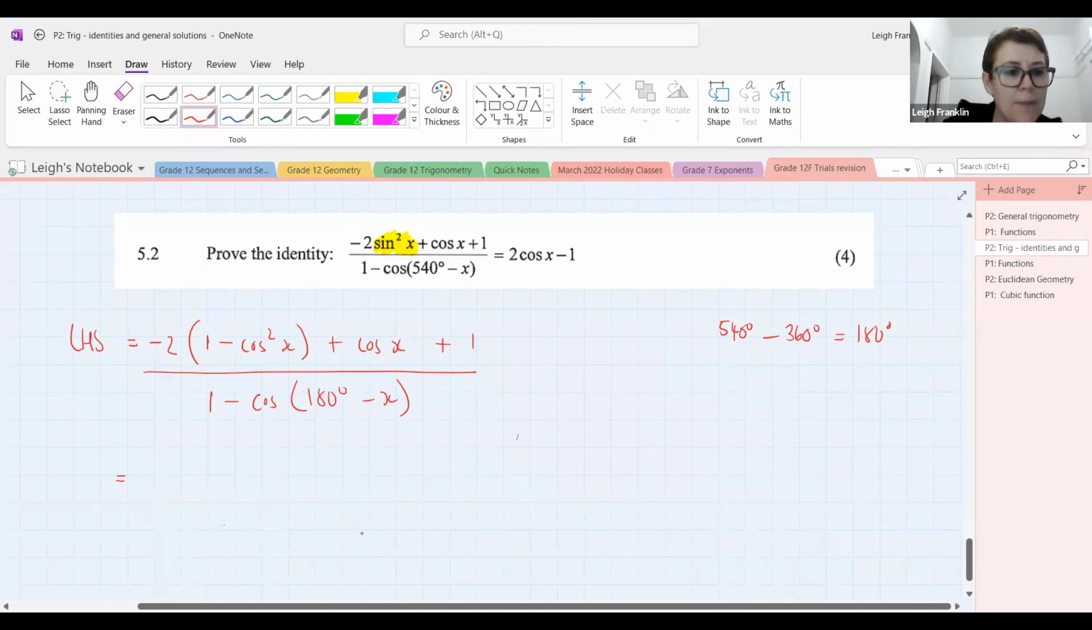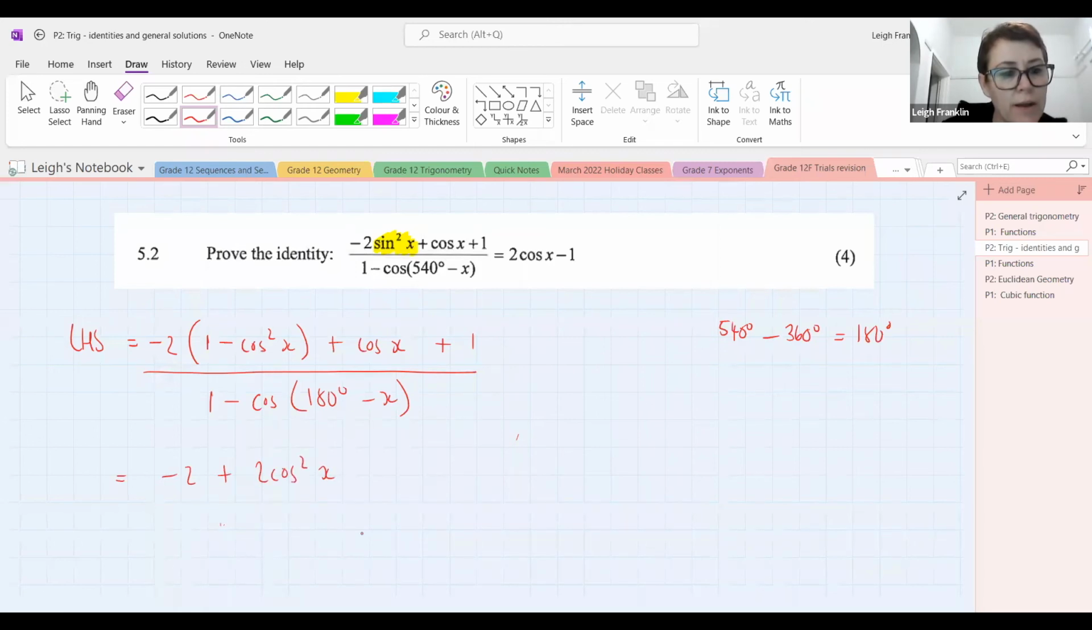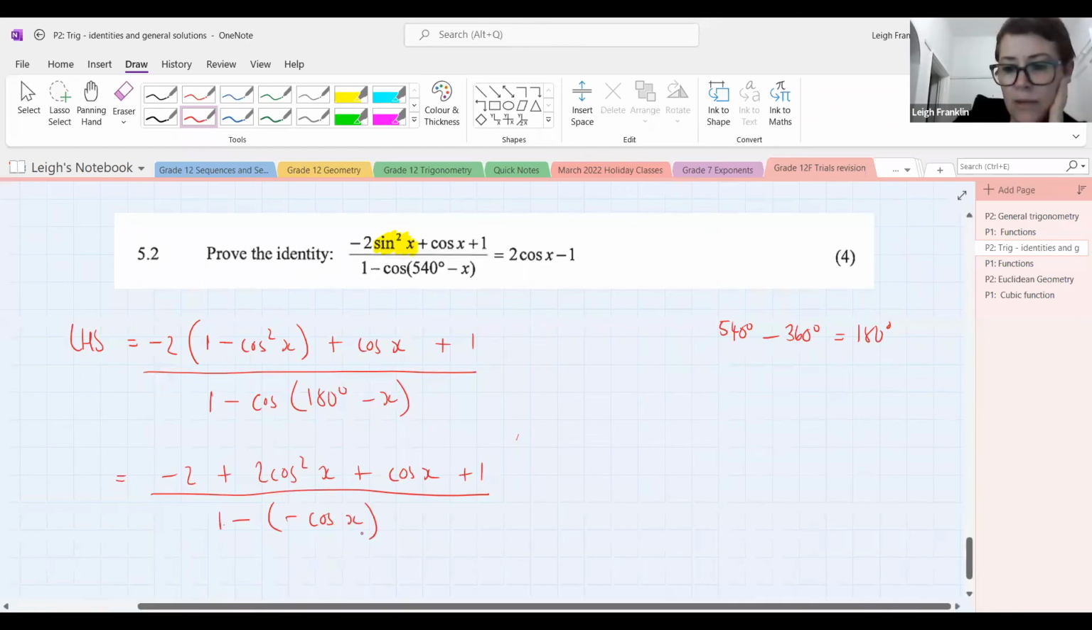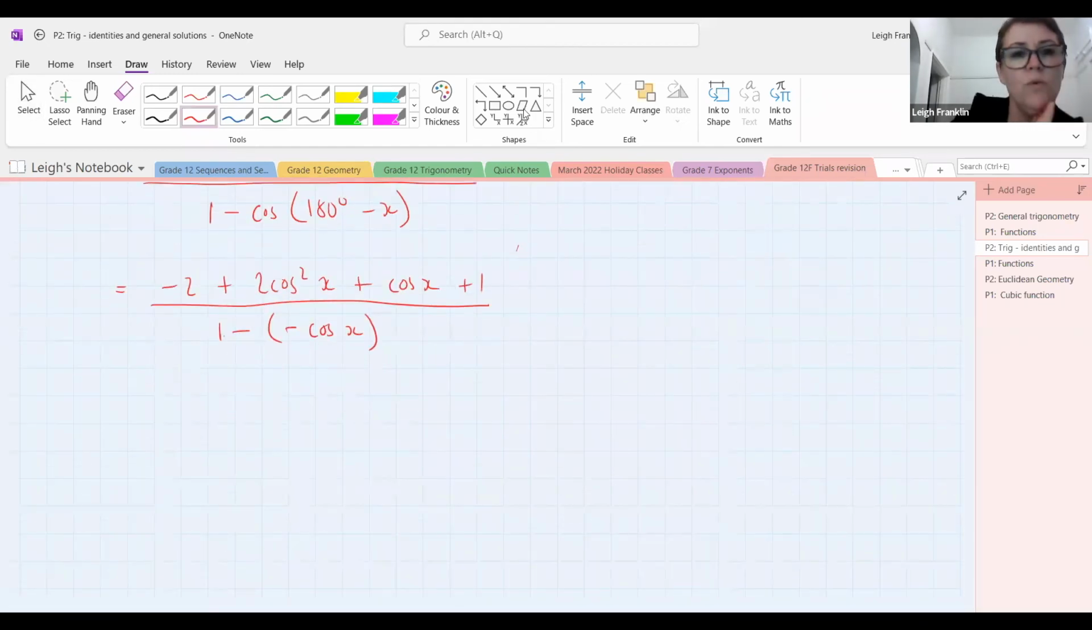Okay, so now up at the top, we're going to distribute. Minus 2 times 1 is minus 2. Minus 2 times cos squared x is going to be plus 2 cos squared x, plus cos x plus 1, all over 1 minus cos 180 minus x. 180 minus x is quadrant number 2, isn't it? And cos x is negative in quadrant 2. So this is going to reduce to negative cos x, like so. All right, so what did you do after this, Nick?